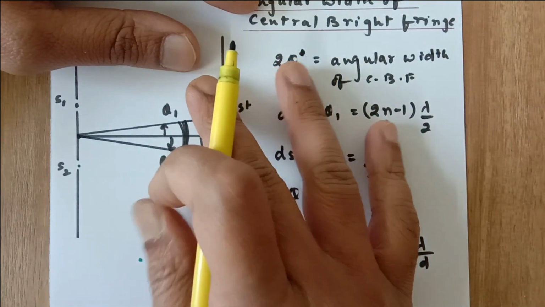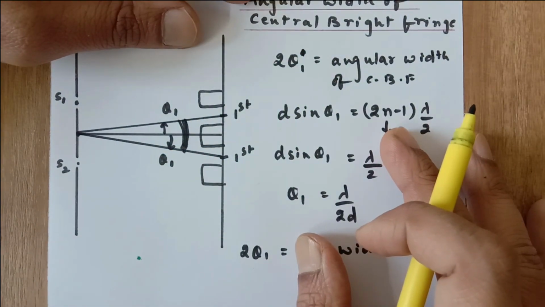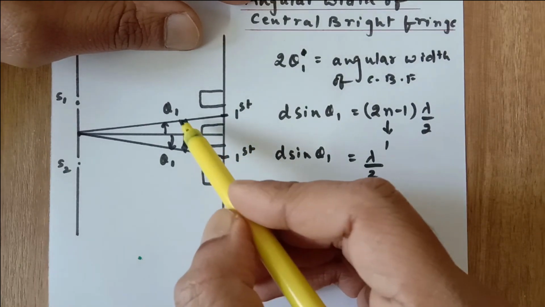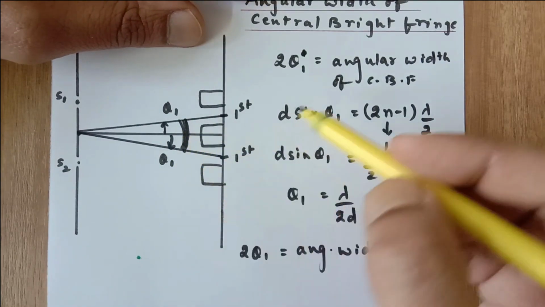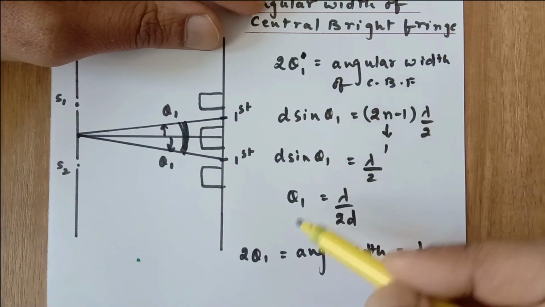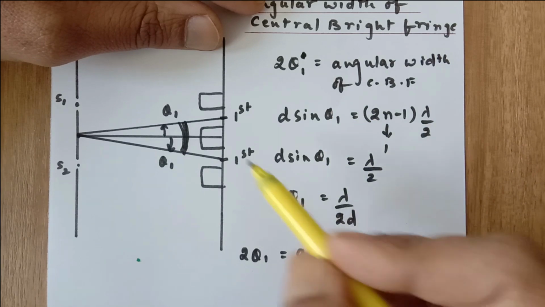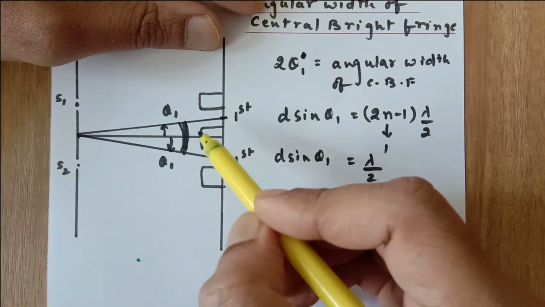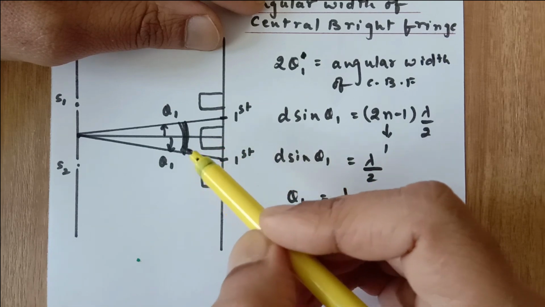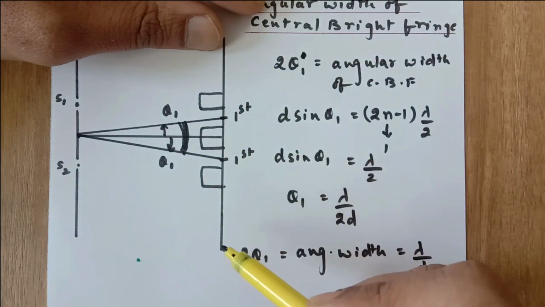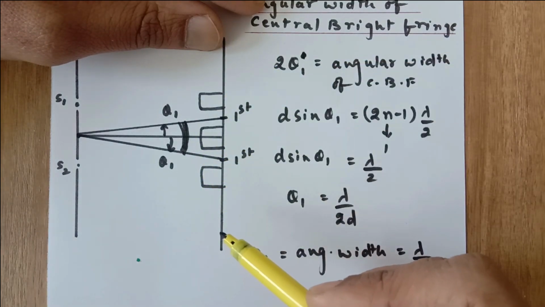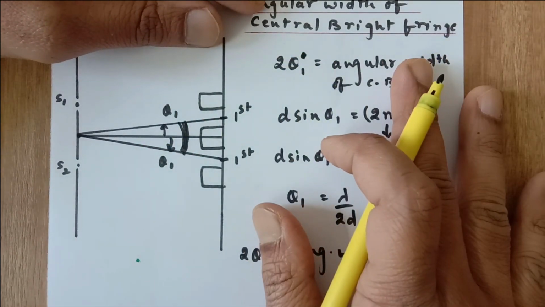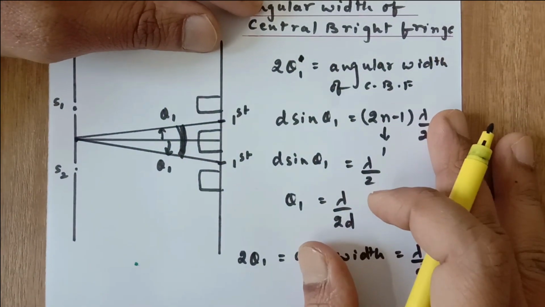This does not happen in the case of diffraction. In case of diffraction, theta is actually not very, very small, so this assumption doesn't hold in the diffraction pattern. And the central maximum would be double the size of the other maxima and minima, but that is in the case of diffraction, not in the case of interference.